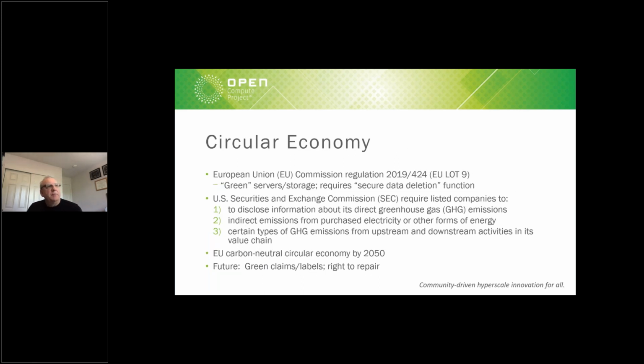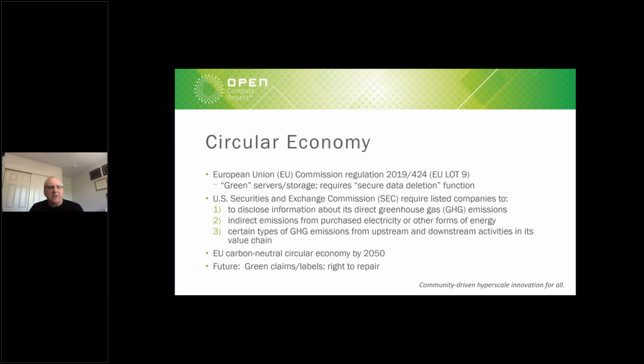The next area from a regulatory landscape perspective is the circular economy. This is a new and emerging area. It's definitely one worth keeping an eye on. We're seeing, again, the Europeans have regulations out. Hopefully you're aware of the EU Lot 9, as we call it, codename Green Servers, Green Storage.